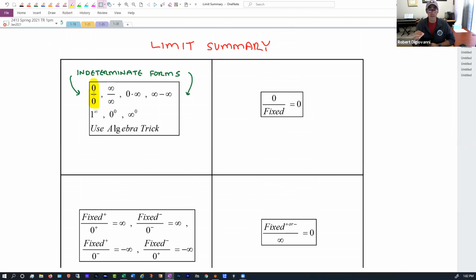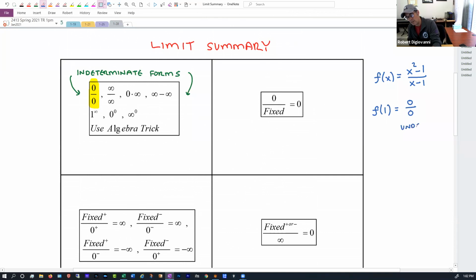Now, please understand, I'm talking about what happens when you take a limit. So don't confuse that with this. If I give you a function, let's say x squared minus 1 over x minus 1, and I ask you, what is f of 1, you would plug 1 in and you would get 0 over 0, and we would say that's undefined. That is not what this sheet is about. This sheet is about what happens if I take the limit as x approaches 1 of that function.